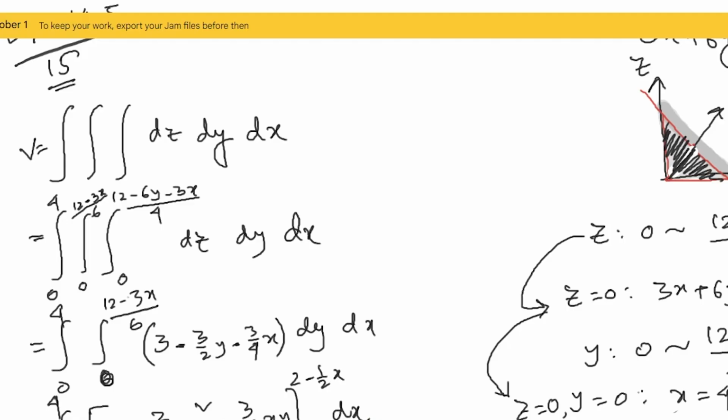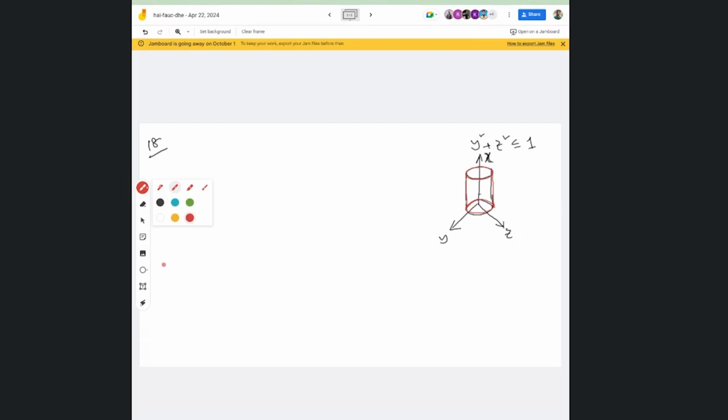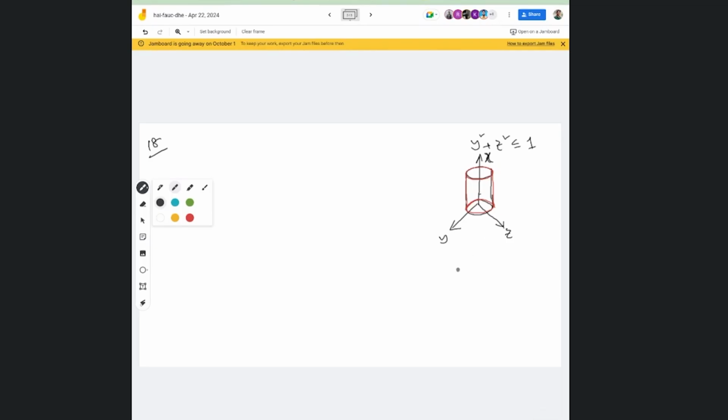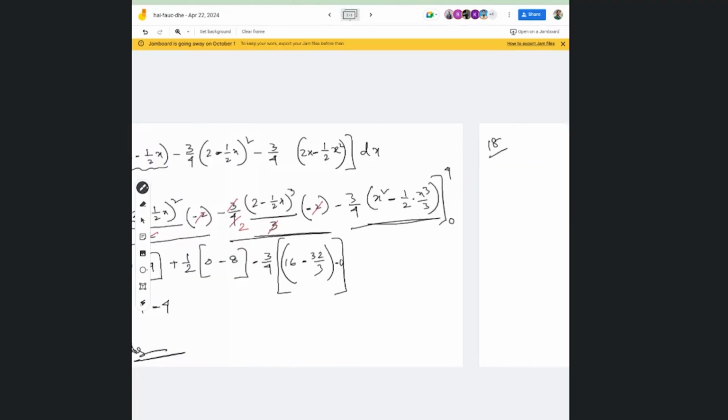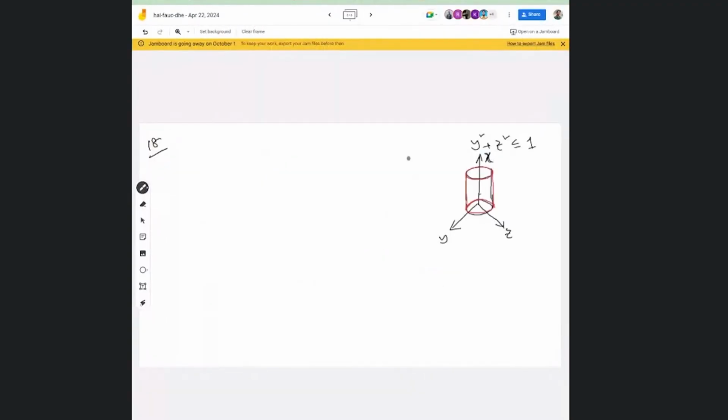Is it okay? Now it says first octant. First octant means z has to be positive, right? So for y square plus z square less than or equal to 1, in the first octant x is positive, y is positive, z is positive. Okay? Now what are the other equations given here? The other equations are y equal to x and x equals to 0. These are the other equations.